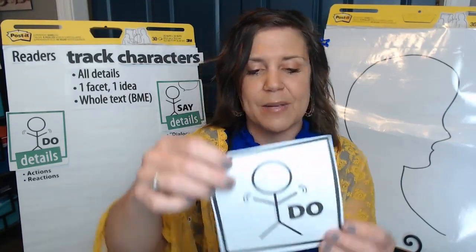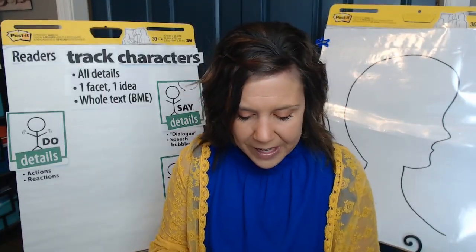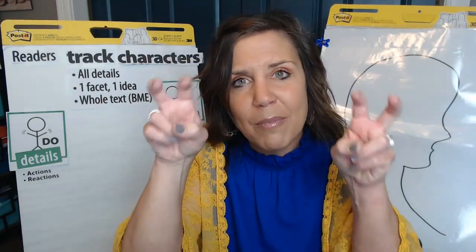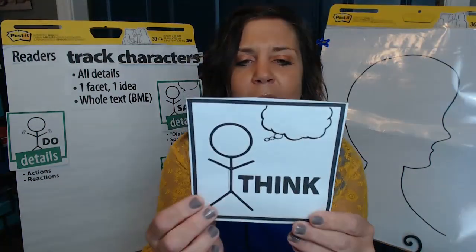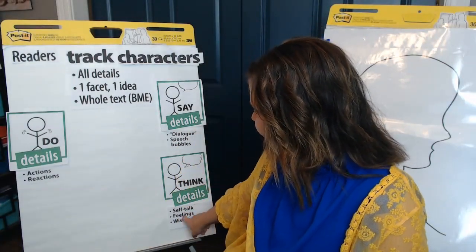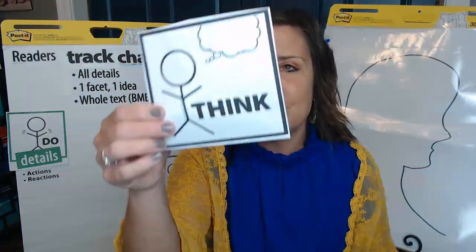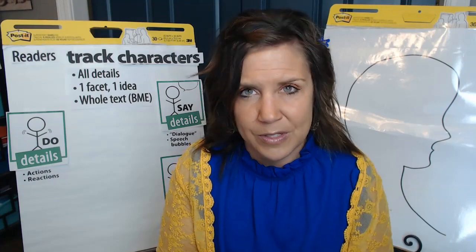Remember, we collected details about what the character was doing, their actions and reactions. We collected details about what the character is saying. Sometimes there's speech bubbles or there's quotation marks, the little talking marks that go around words that they're actually saying. We collected those details. And then we collected details about what the character is thinking, his wishes or wants, feelings that they had, the self-talk, things he might be saying to himself. Those are the types of details we collected, all on one character. And so we've been working really hard to collect all of those details.